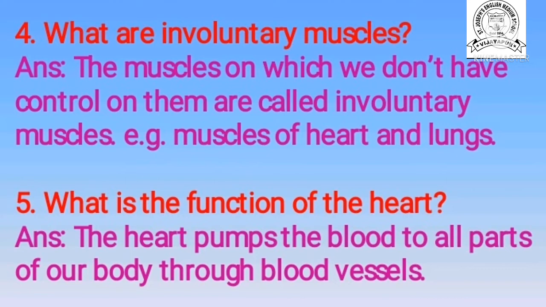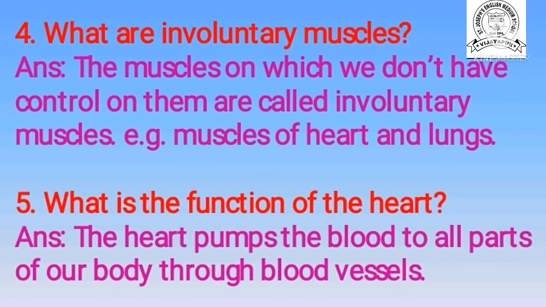What are involuntary muscles? The answer: the muscles over which we don't have control are called involuntary muscles. For example, muscles of the heart and lungs. Now, in the muscular system, how many types of muscles are there? There are two: one is voluntary and another one is involuntary. Voluntary means which we have control over. These are the voluntary muscles.